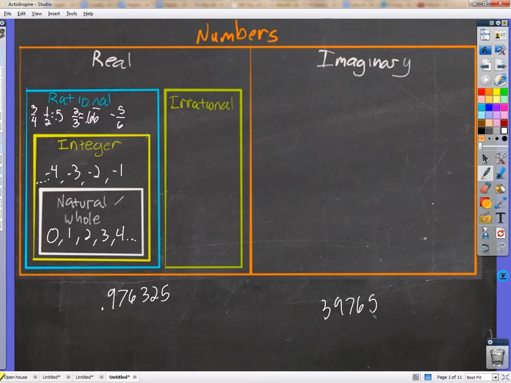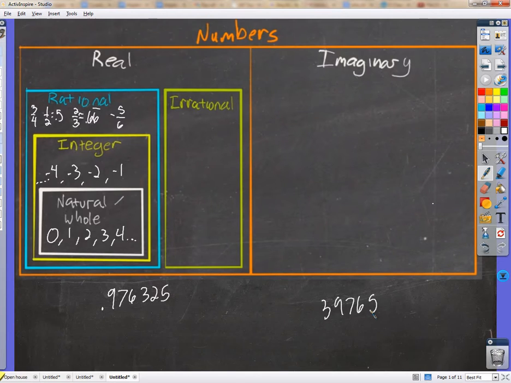Ethan? 39,765. You said 100 already. 765, right? So 39,765. And how did you know you were going to start saying 39,000 rather than 3,000 or million? I don't know, common sense. Common sense. Can someone put it into words?